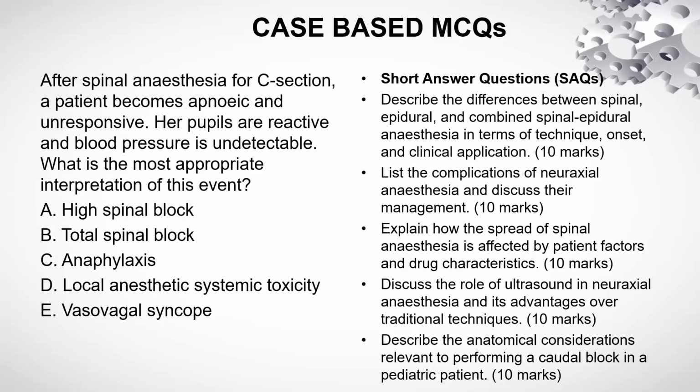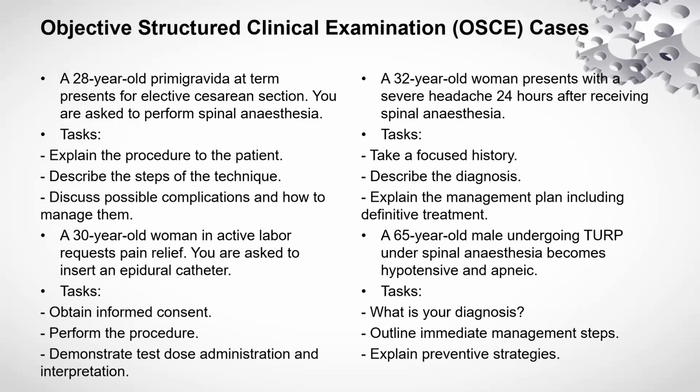Okay. Now, these are possible likely exam short answer questions, for 10 marks each. I think how many of us attempted the questions I sent earlier on? So these are likely questions and we're going to get the answers to them as we go on today. Okay, so this is an OSCE case. All right, so you have a 28-year-old primigravida at term presenting for elective cesarean section, and you are asked to perform spinal anesthesia. So the task, explain the procedure to the patient.